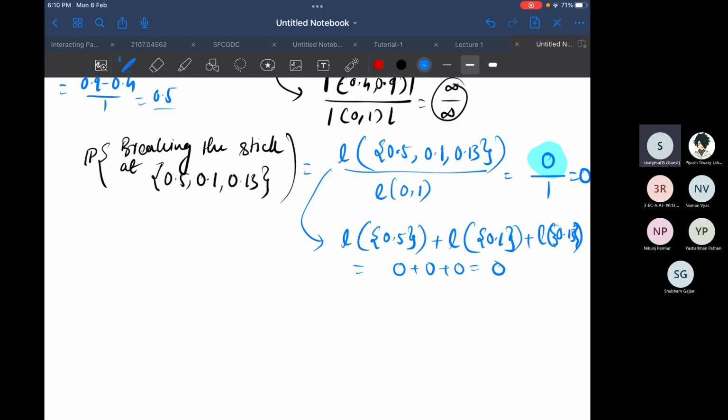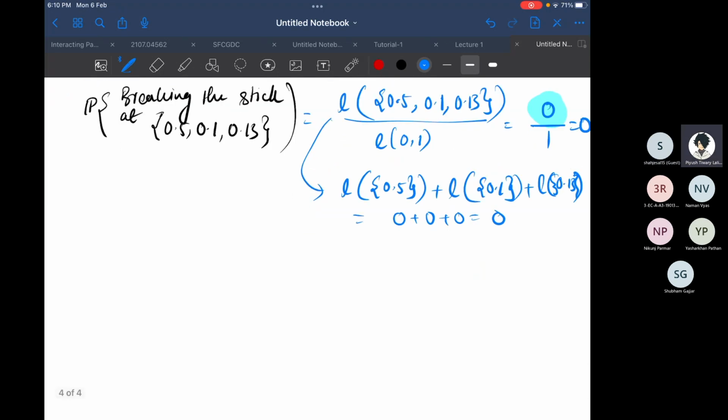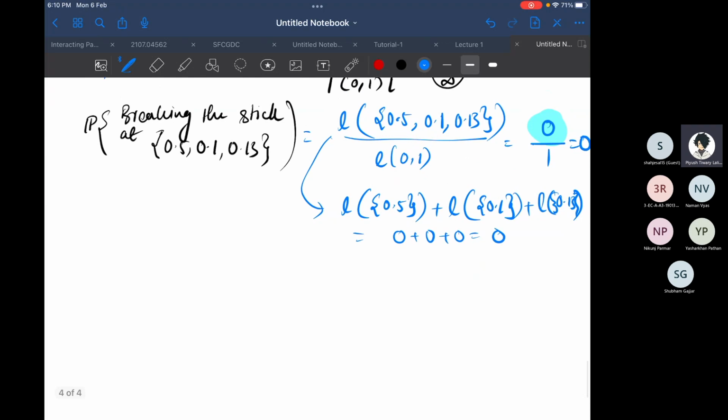So what will it signify? The answer to your question is, mathematically, it just signifies the length of that interval, nothing else. Ask yourself, what does it signify? It signifies nothing but the length of that set.